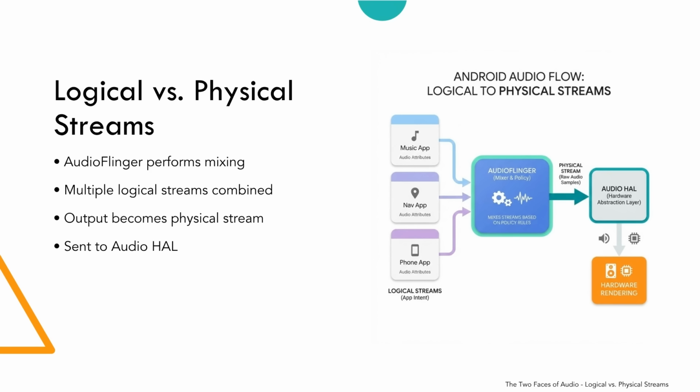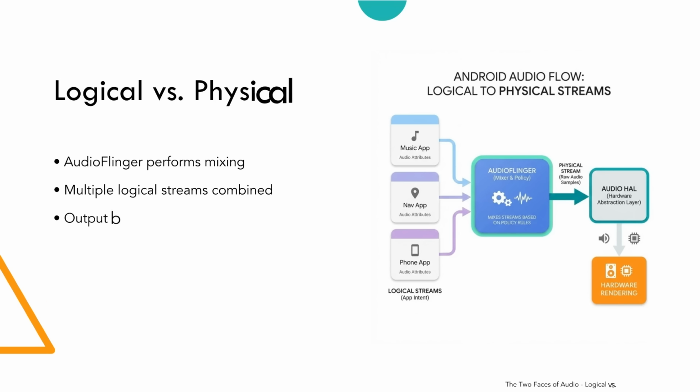Logical streams do not reach the hardware directly. Inside Android, these logical streams are processed by the internal mixer called AudioFlinger. AudioFlinger mixes multiple logical streams together based on policy rules. After this mixing step, the output becomes a physical stream. A physical stream is simply a stream of audio samples sent to the audio HAL for rendering on hardware. At this point, Android is no longer dealing with app-level intent.